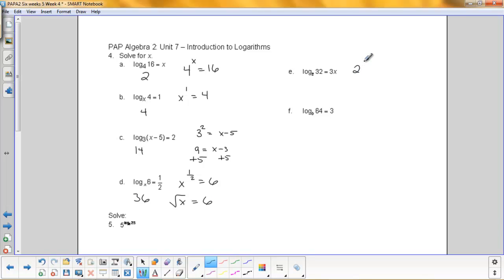2 to the 3x power equals 32. Can I change the number 32 into a number that has a base of 2? The answer is yes. 3x equals 2 to the 5th. Again, properties of exponents show up here. Drop your bases. 3x equals 5. That means that x equals 5/3 is your solution. And finally, b to the 3rd equals 64, and b has to be 4.